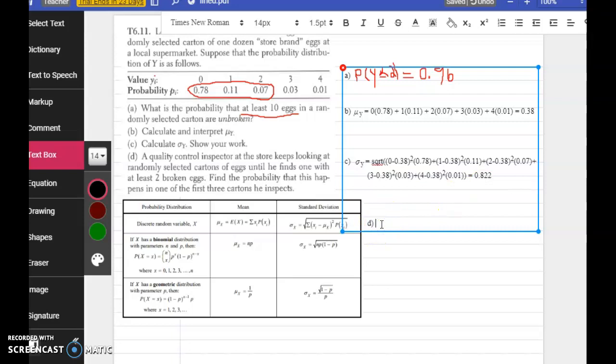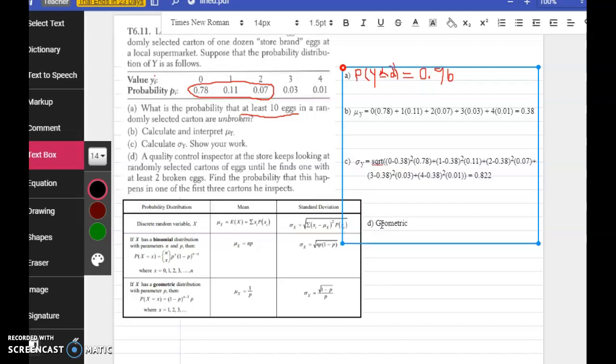A quality control inspector at the store keeps looking at randomly selected cartons of eggs until he finds a carton with at least 2 broken eggs. Find the probability that this happens in one of the first 3 cartons he inspects. So you see the word first. So I mean, this is screaming geometric to me.